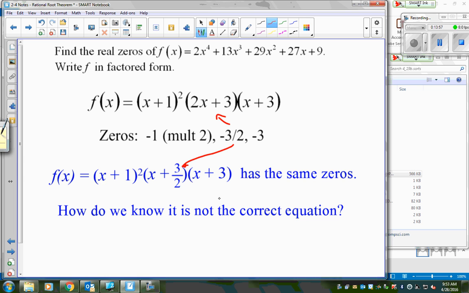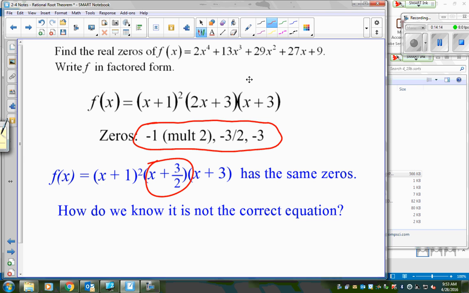If I gave you the problem, and I will sometimes, where I say, here's the zeros, write the polynomial, I don't want to see this, okay?